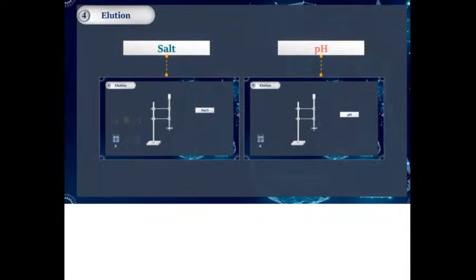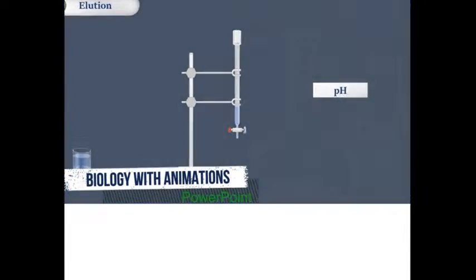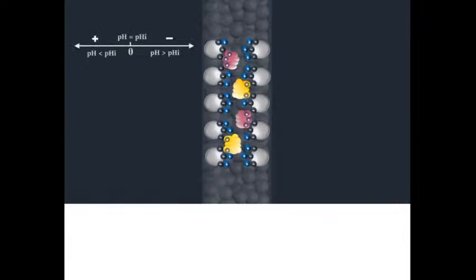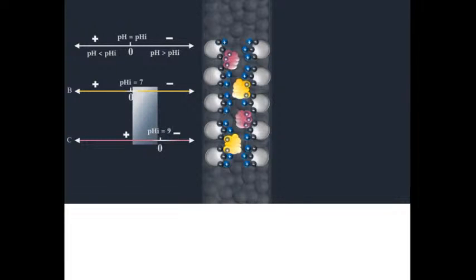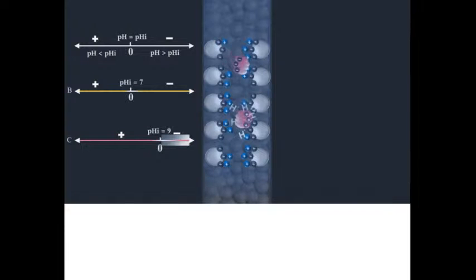Also, varying the pH of the buffer can be used to effect the separation and to elute the retained proteins. As we saw, the pHi of protein B is equal to 7, and the pHi of protein C is equal to 9. So if we add a buffer with pH above the isoelectric point of protein B, and below the isoelectric point of protein C, protein B will become negatively charged and can then be eluted. Protein C is still charged positively, consequently, still retained. Next, protein C can be eluted if we apply a buffer with pH above its isoelectric point. So, it becomes negatively charged, and it will pass through the column.